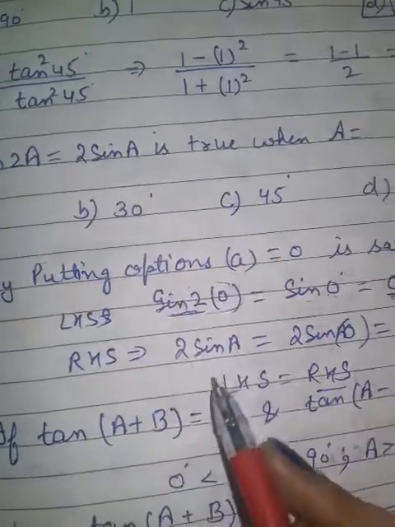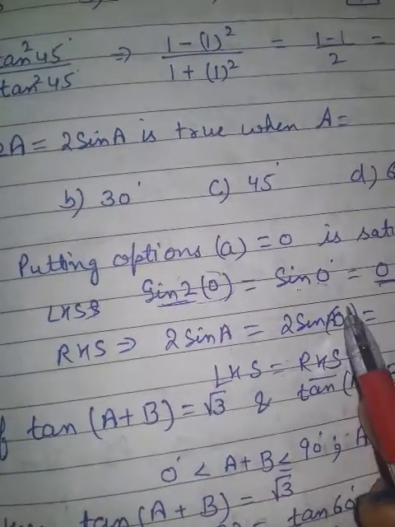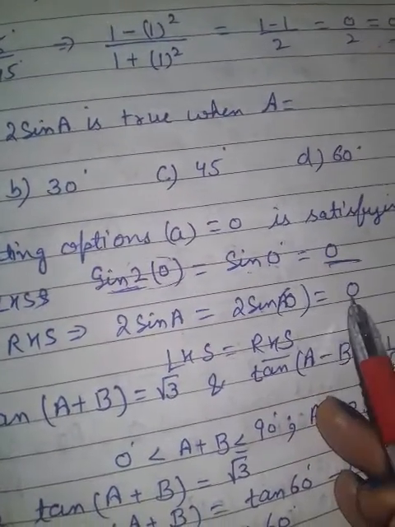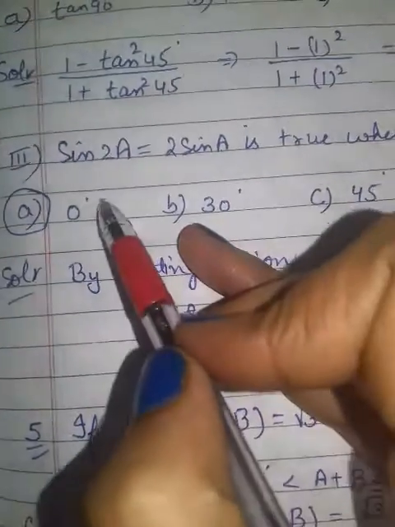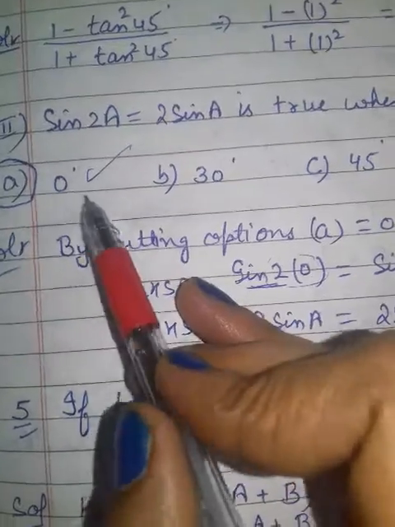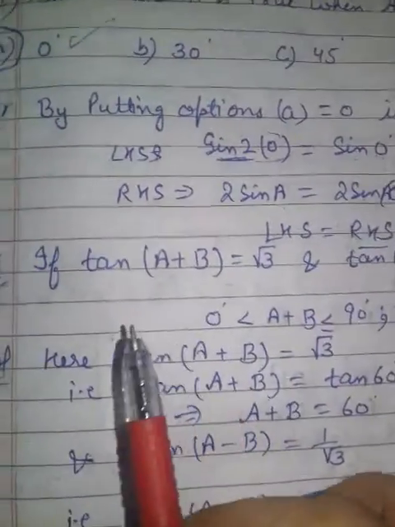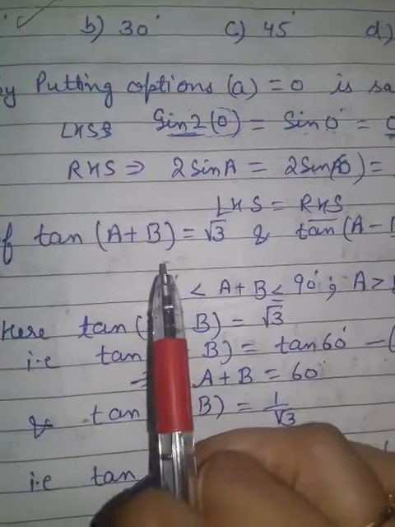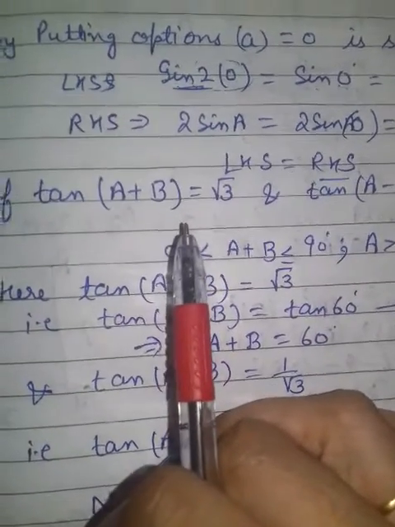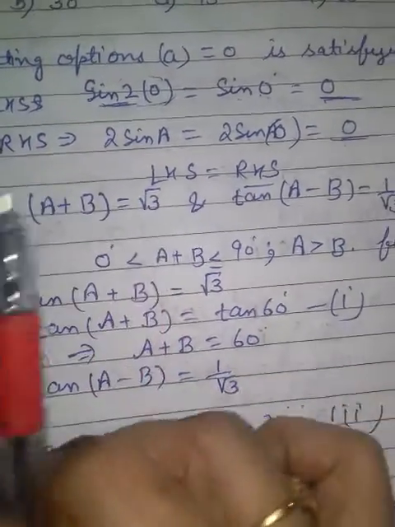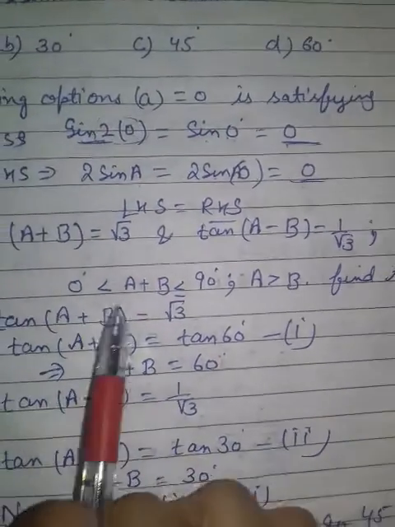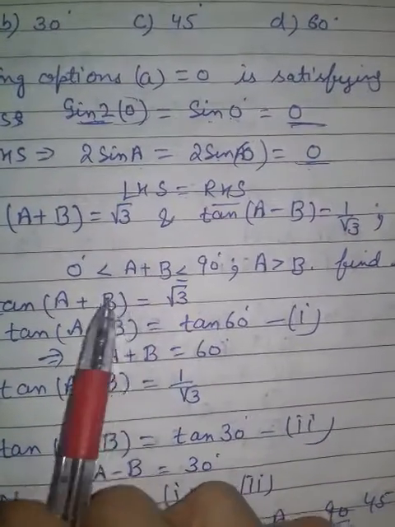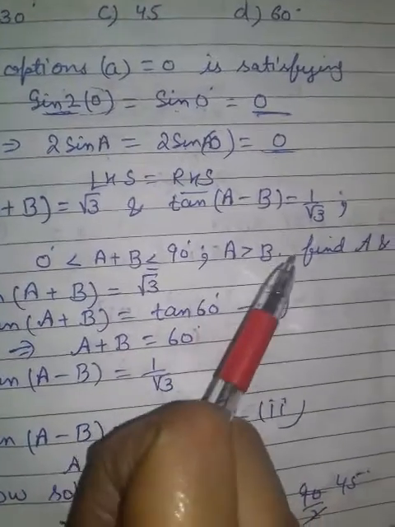Then I have taken the right side, 2 sin a. A is your 0. Sin 0 is 0. 2 into 0 is 0. So left is equal to right side. Which angle is making it equal? 0 degree. Next is, if tan (a plus b), very very important question is this one. Tan (a plus b) is equal to root 3. Tan (a minus b) is equal to 1 by root 3. And given that a plus b value lies between 0 and 90. A is greater than b.